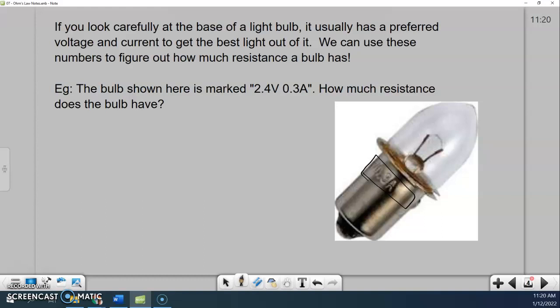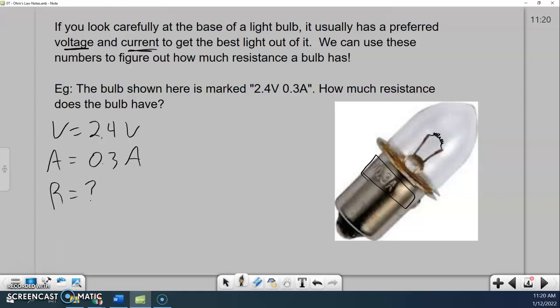But a lot of little bulbs will have, this is the voltage, this is the current that I need to get the best light out of this bulb. So if I know current and I know volts, I could actually calculate how much resistance is in the light bulb wire. So this bulb, let's say, is marked 2.4 volts and 0.3 amps. How much resistance do we have?